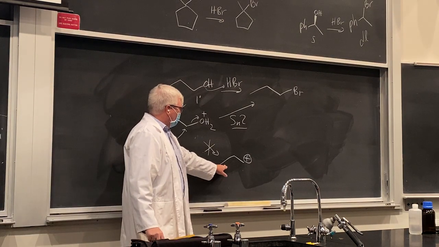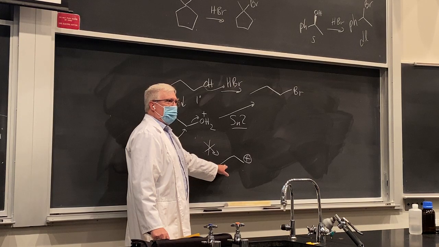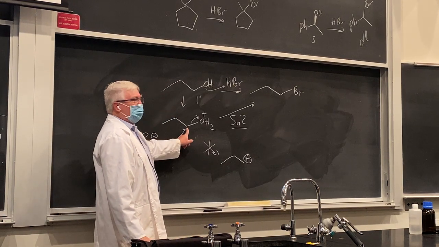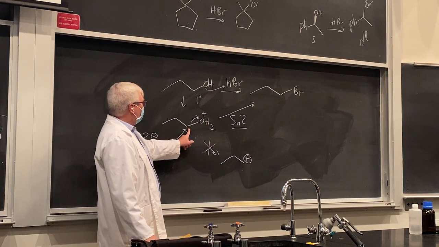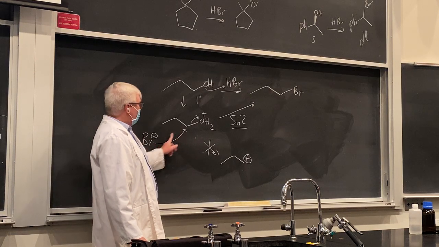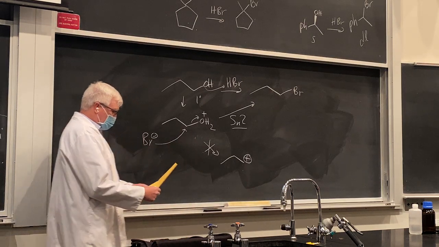This would be 10 kcals per mole in energy uphill. This would not work. The bromide is there in proximity, right, just after it protonated here. And this is primary, so it's not hindered, right? Not like secondary, tertiary. And so this is able to do that.